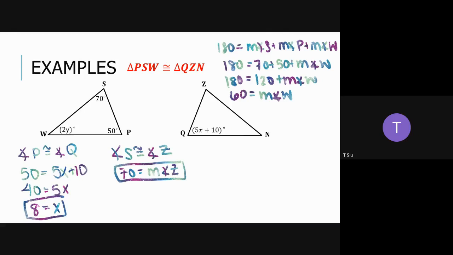I can use this fact that angle W is equal to 60 degrees and write the equation 2y is equal to the measure of angle W. Next, I'm going to substitute in the measure of 60 for the measure of angle W, which is what we found just moments ago. So 2y equals 60 and y is equal to 30. Here we found the measure of all of our variables.